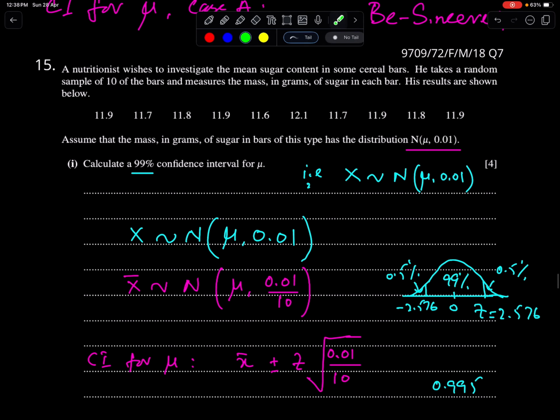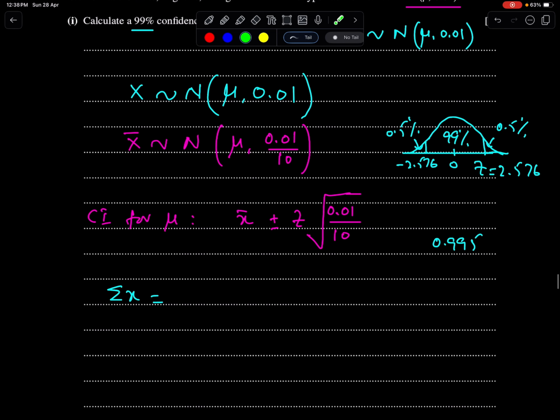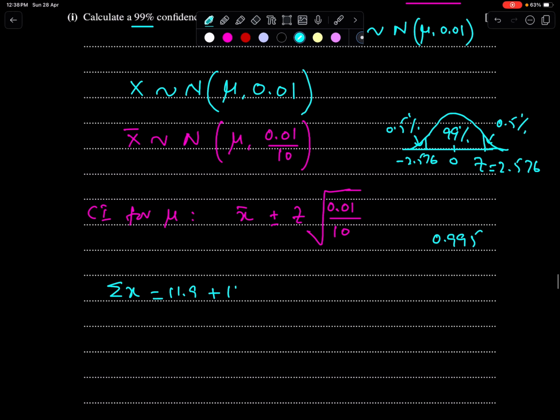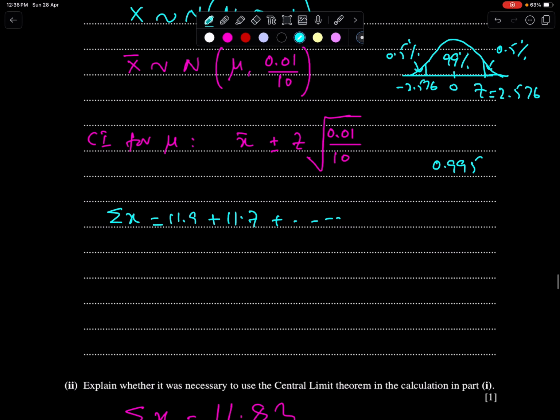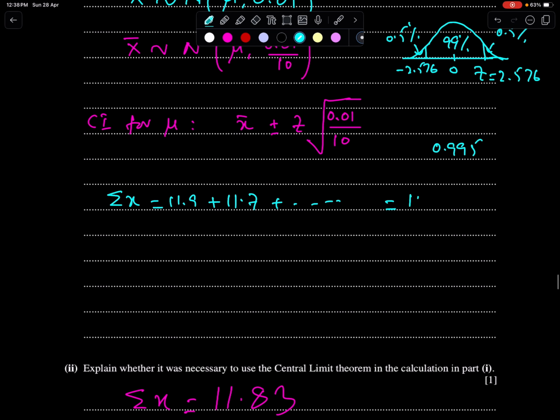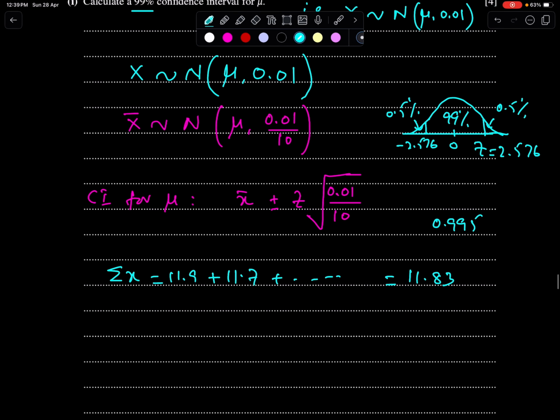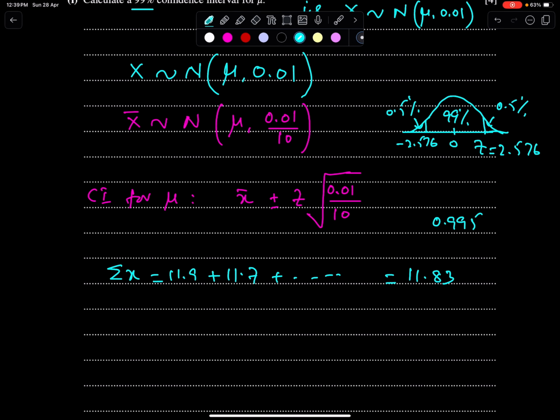Now for x bar, we must have sigma x. By adding all these values, we can have sigma x: 11.9 plus 11.7 and so on. In order to save time, I'm leaving this. I'm just writing the value sigma x. It's 11.83. Therefore, x bar is 11.83 over 10, which is 1.183.